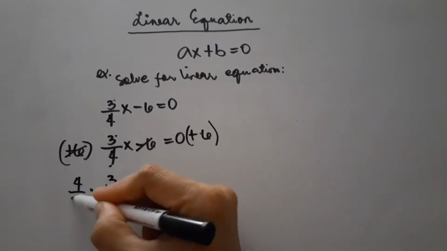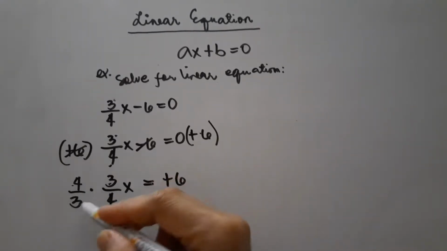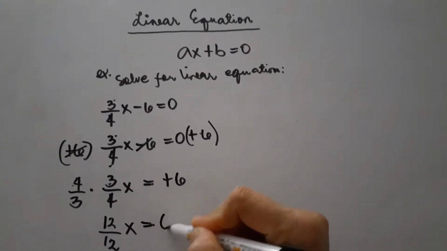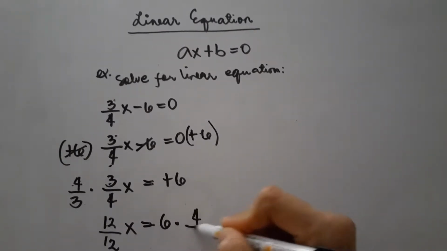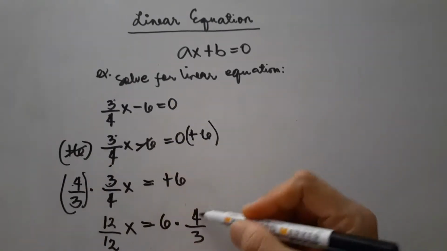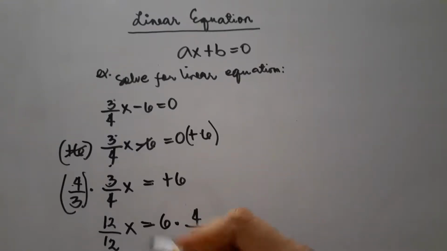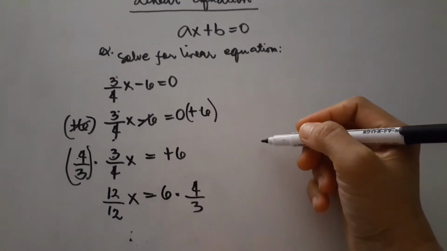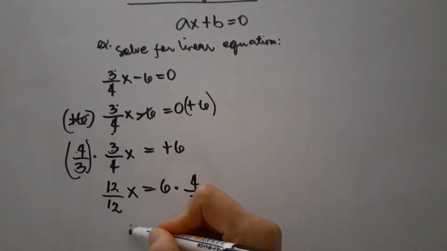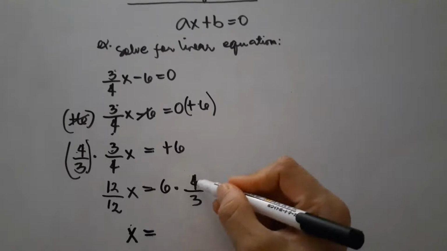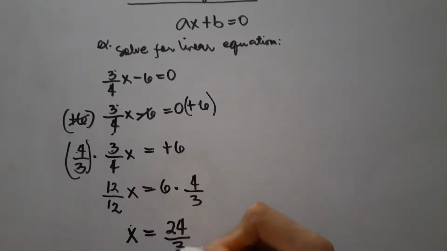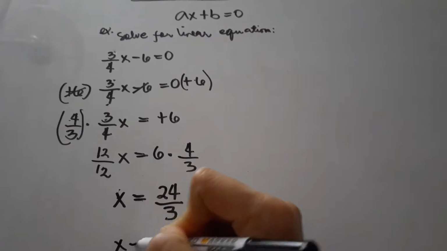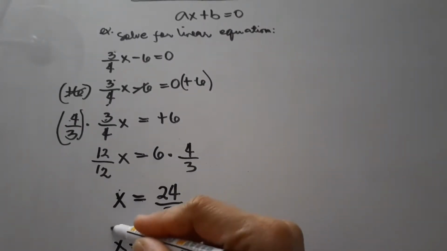Then this one we divide both sides by the reciprocal of 3/4. So we have 12 over 12 is equal to 1. And then this one, 6, we multiply by 4 over 3, the reciprocal of 3/4. And then 6 times 4 becomes 24. We have x here. Since 12 over 12 is 1, so we have x. And then 24 divided by 3 is equal to 8. Therefore, our x is equal to 8.